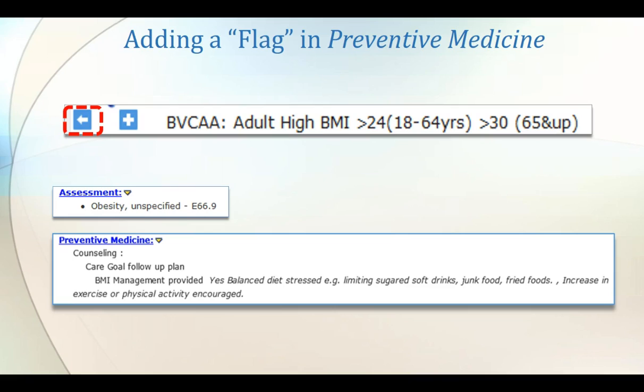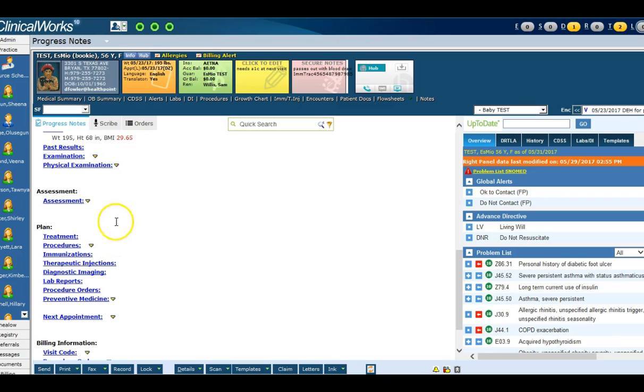Let's see how this works in real life. Okay, first off, here's a patient. I've entered in my vital signs, and as you see, the BMI is highlighted. ECW knows the criteria, so a patient 18 to 64, if their BMI is over 24, it's going to be flagged as high, and here it is being flagged in red.